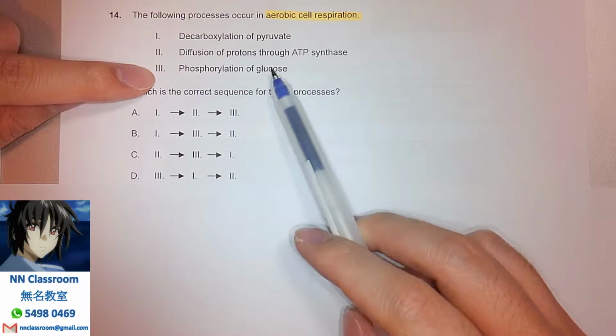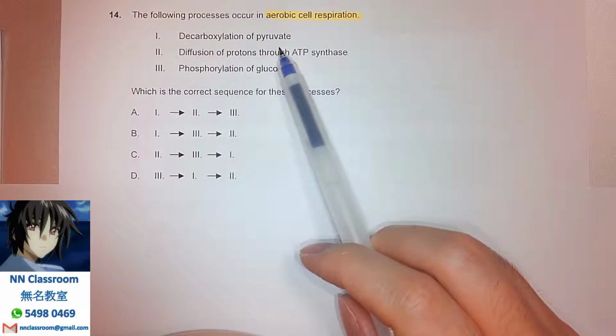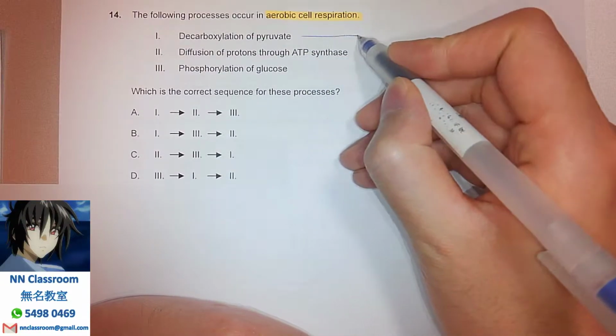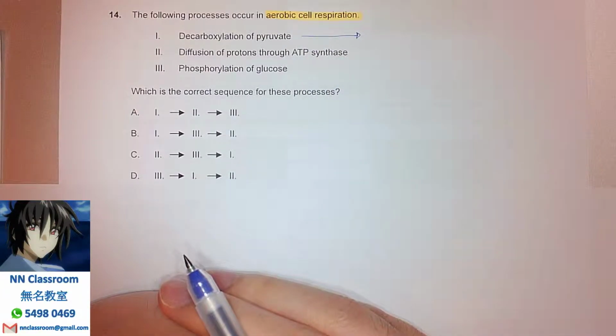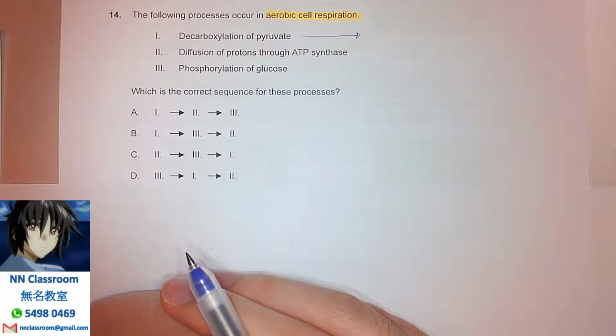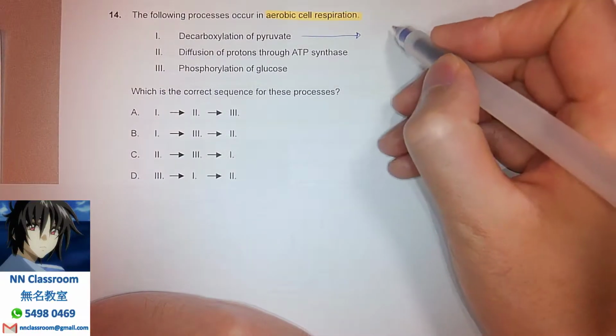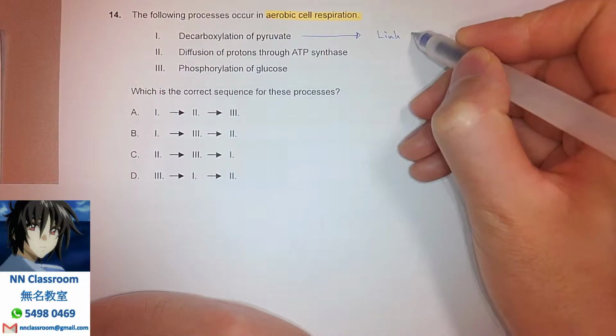And 1, 2, 3 given. The first one, decarboxylation of the pyruvate. So as you need to know the meaning behind this decarboxylation, also known as the oxidative decarboxylation, changing the pyruvate to a molecule intermediate called acetyl coenzyme A. So this is what we call a link reaction.